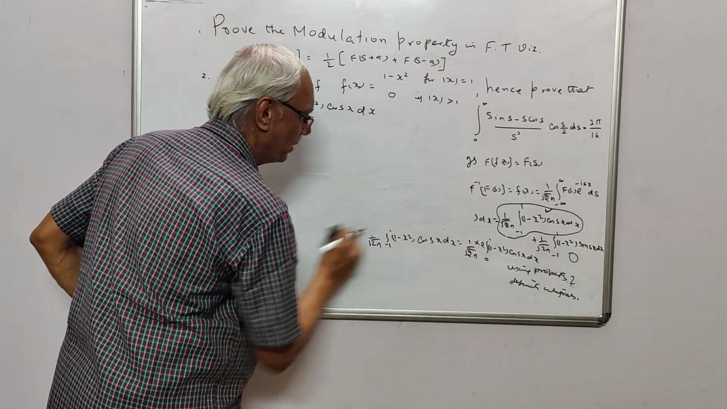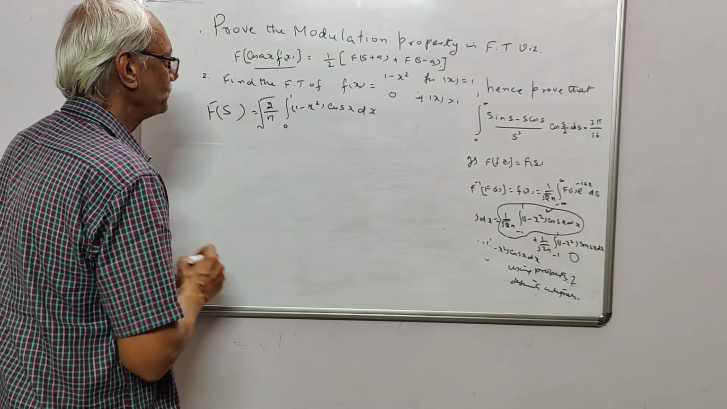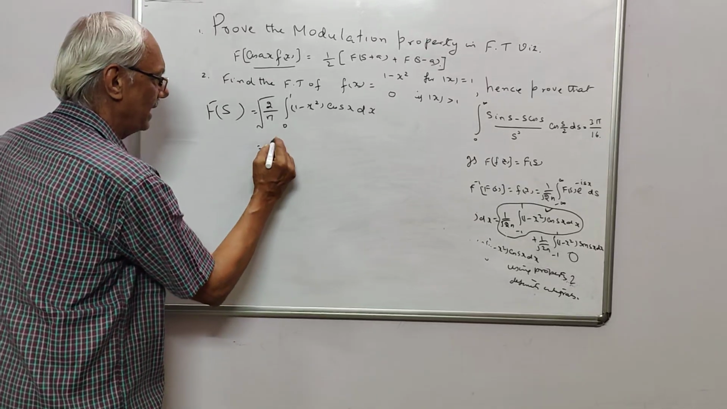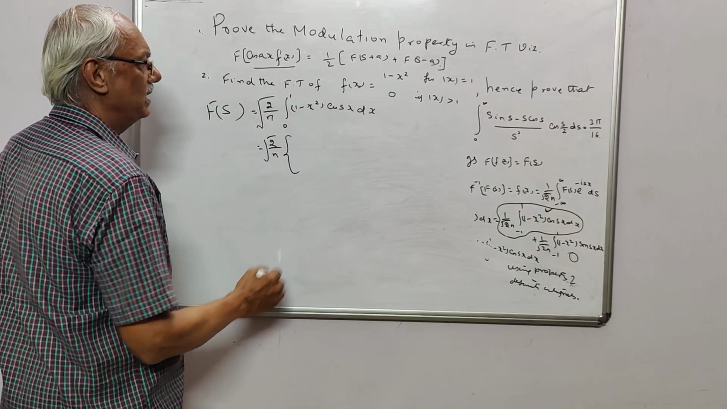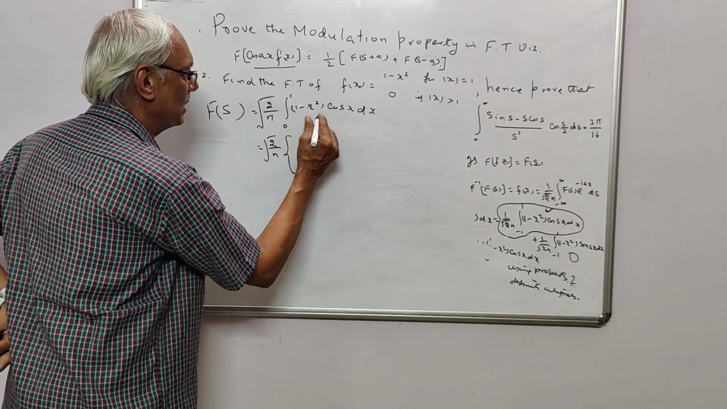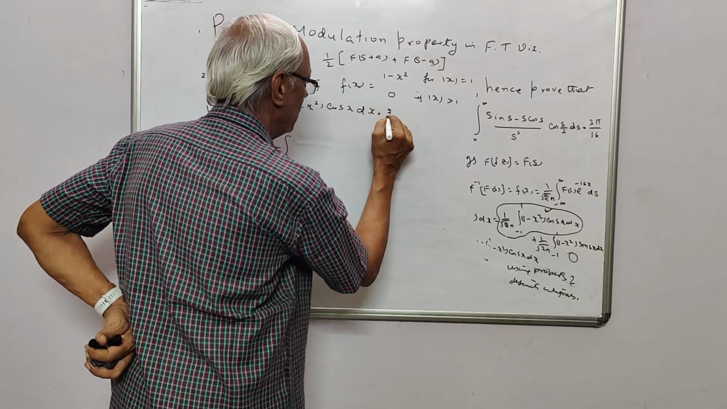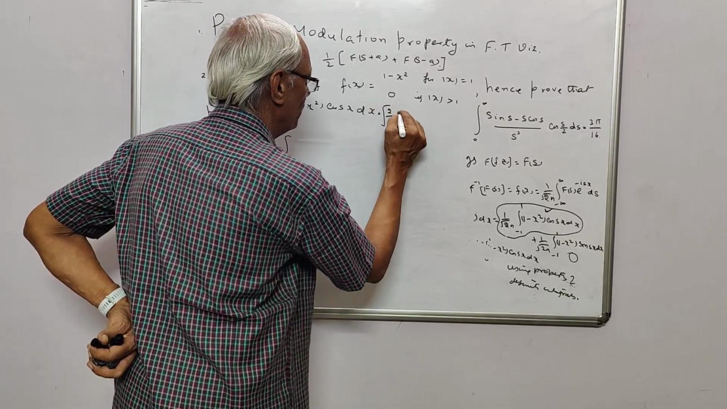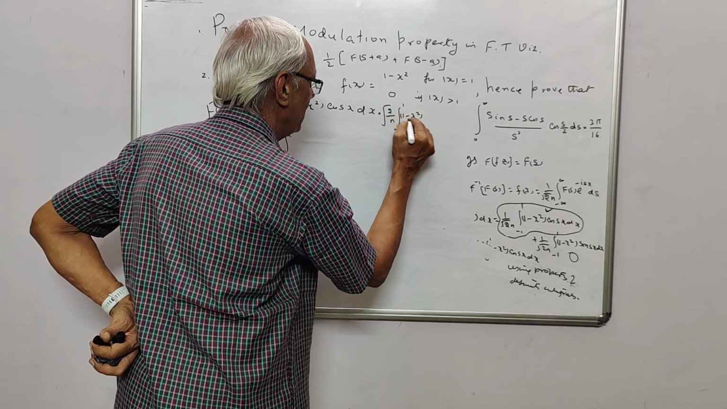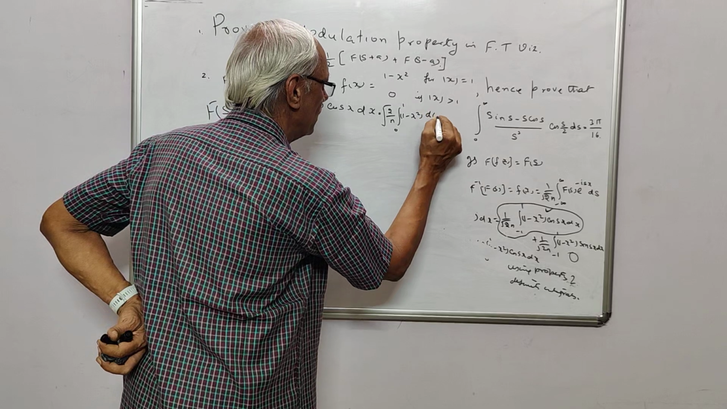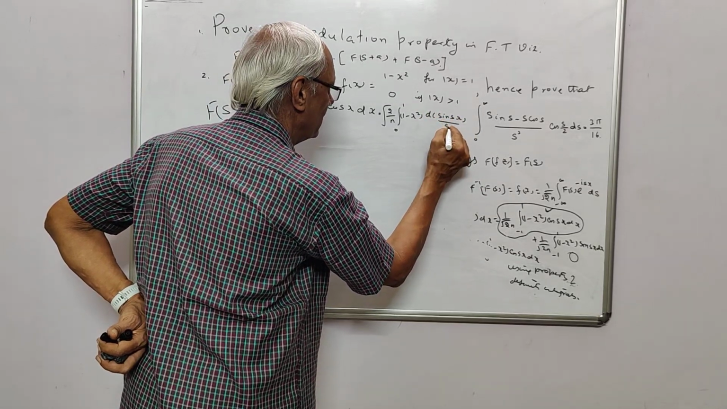Now we are using Bernoulli's method of integration. You can write this as 2 by pi square root of that. Then use Bernoulli's method of integration. I will write this step also. So this is nothing but 2 by pi square root of this, the integral from 0 to 1 of (1 minus x squared) into the differential of sin sx divided by s.